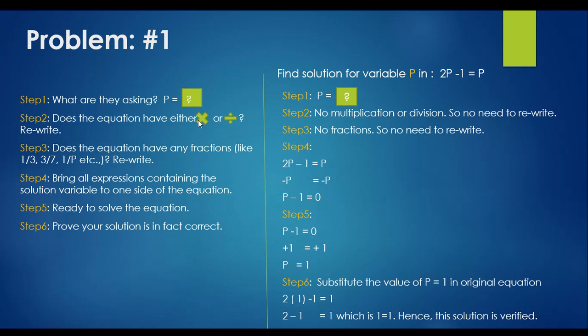So step one, what are they asking for? We are asking for what is the value of p. So you just write p equals question mark. This is what you are going to fill up, right? This is the solution we are trying to find out.